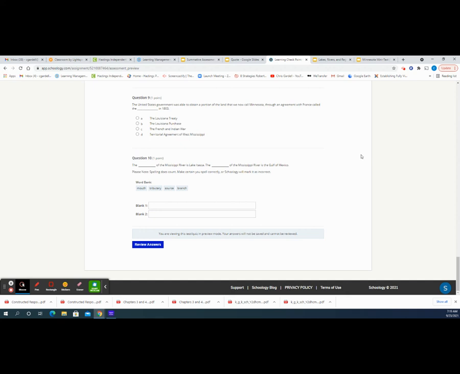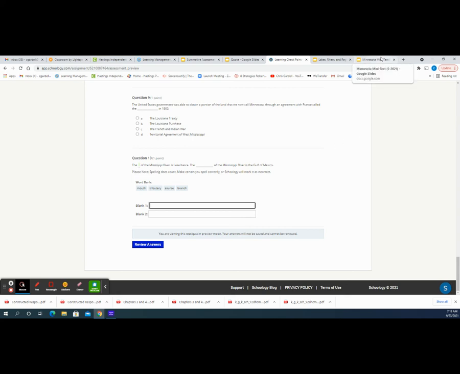The blank of the Mississippi River is Lake Itasca. The blank of the Mississippi River is the Gulf of Mexico. Okay, make sure you spell correctly, and remember on these ones, you're going to want to click inside the blank and then click your response, and it'll fill in automatically. So basically, the first blank's asking you for the start of the Mississippi River. What is the start?